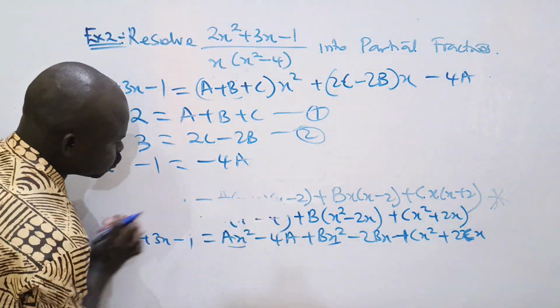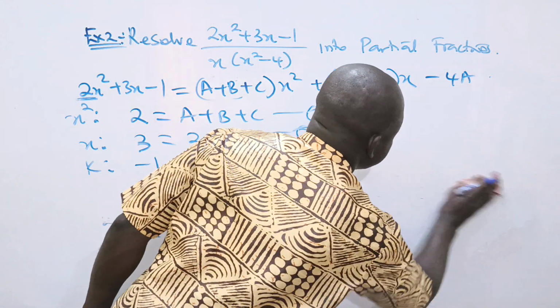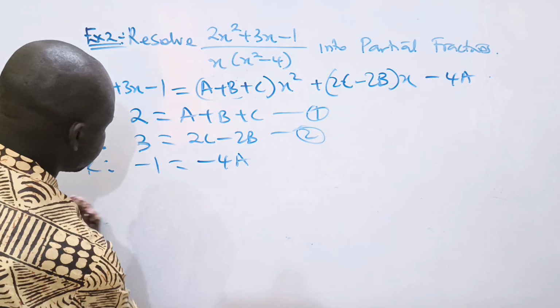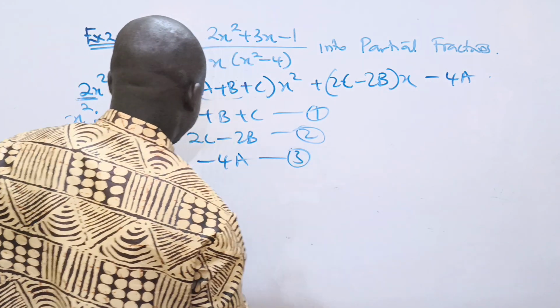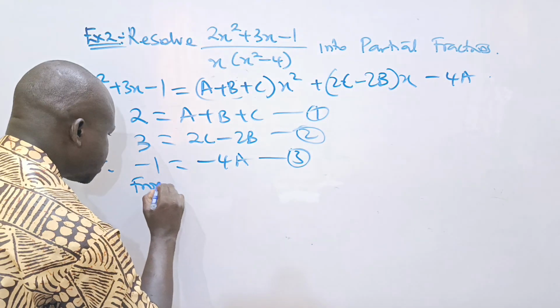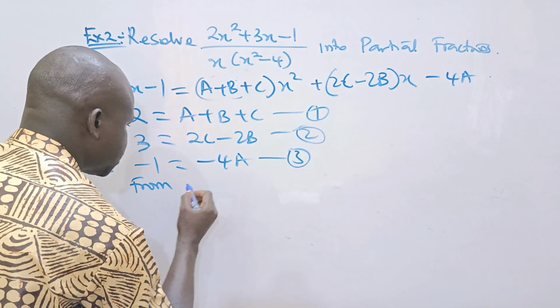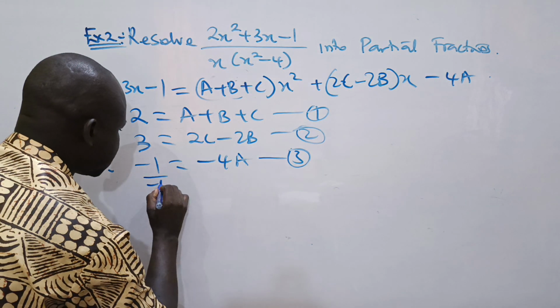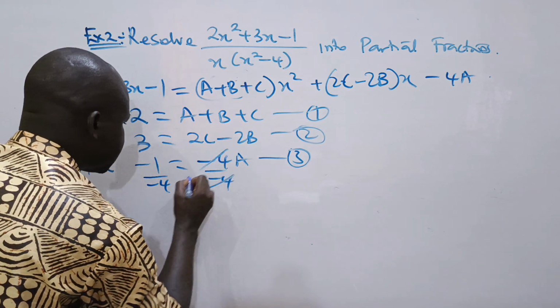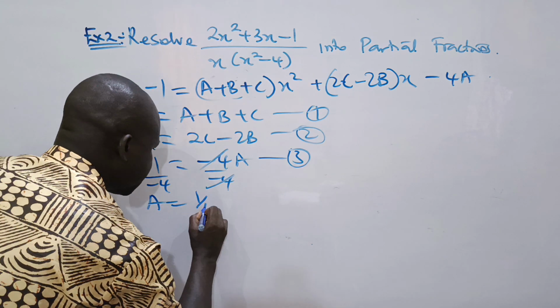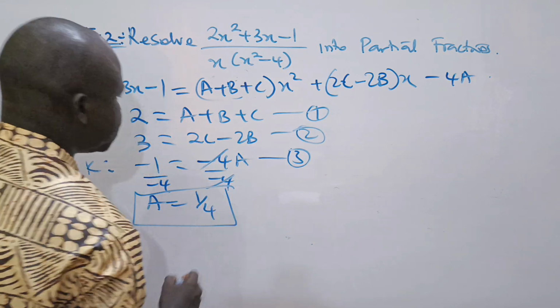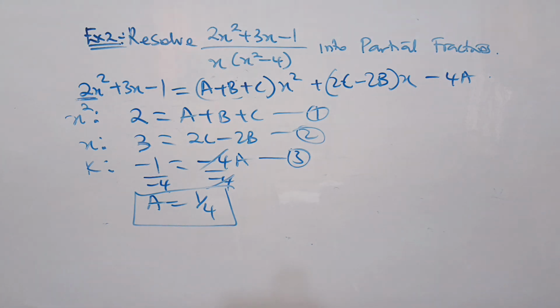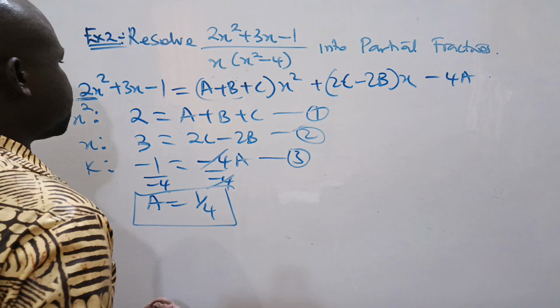So we have three equations. This is equation 3. From equation 3, we can divide both sides by minus 4. Minus 4 cancels minus 4. A will be equal to 1 all over 4. So from equation 3, we have gotten the value of A to be equal to 1 all over 4. So we know the value of A now.